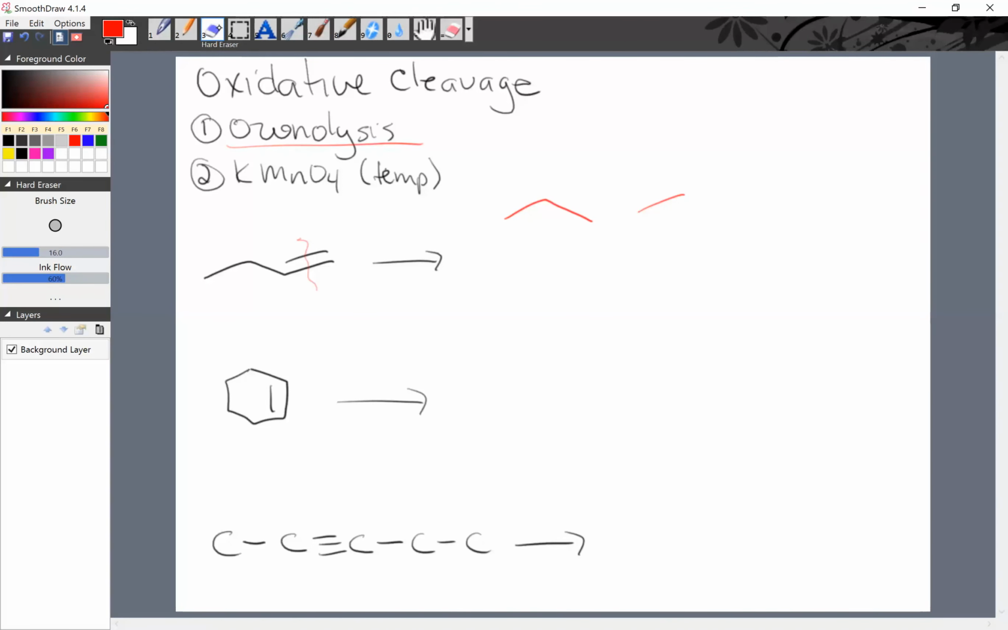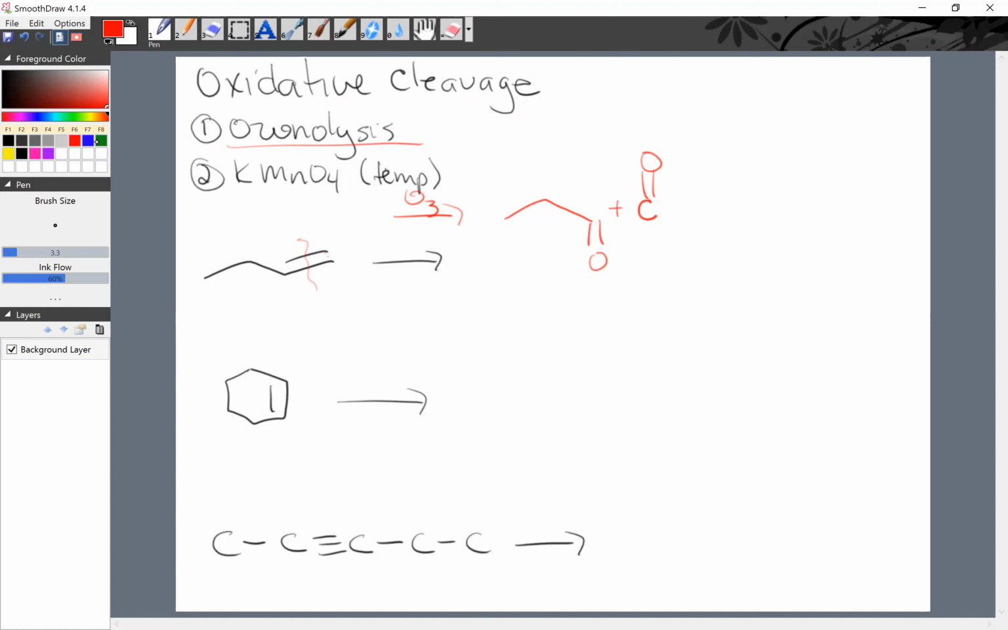There's only one carbon right there, so I'm just going to draw carbon. And then you're going to put a double bond in its place. And if this is ozonolysis, we have to ask ourselves, do we continue on to make carboxylic acids or do we stop? And with ozonolysis, we stop. So that's what we get. We get two aldehydes.